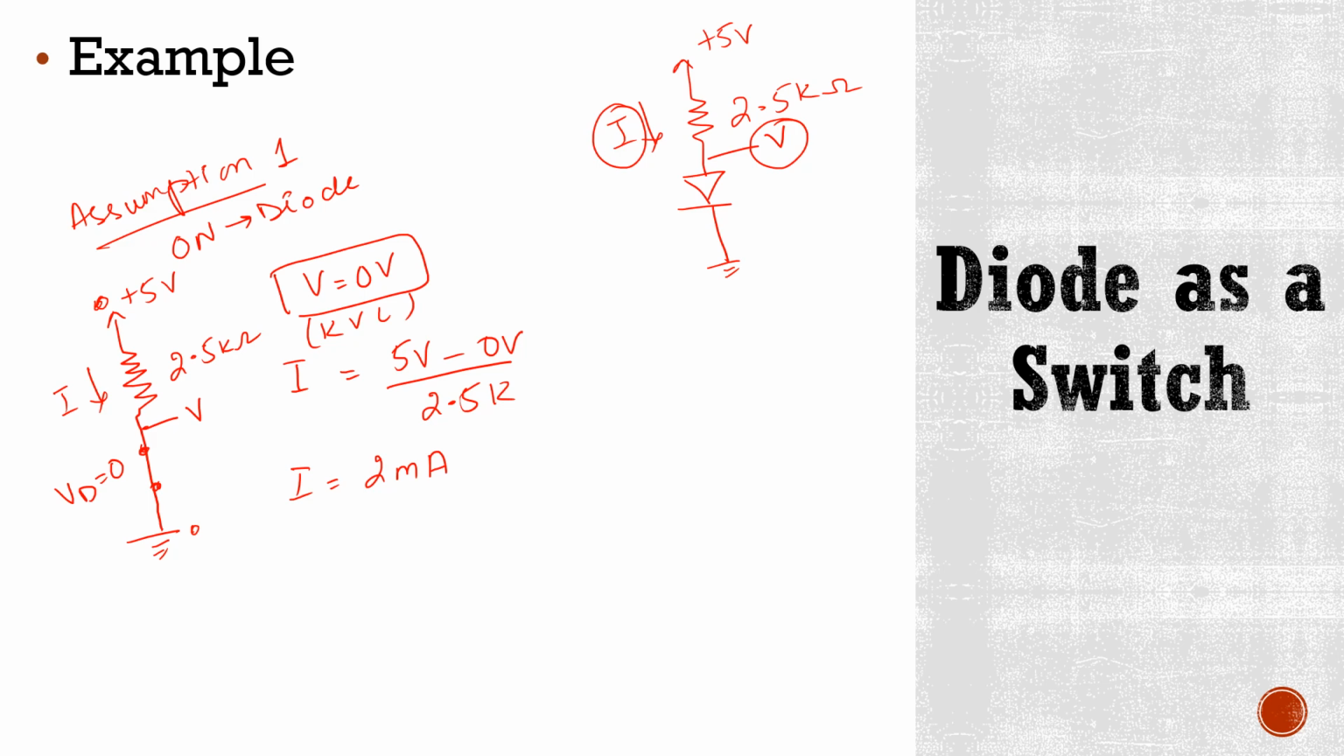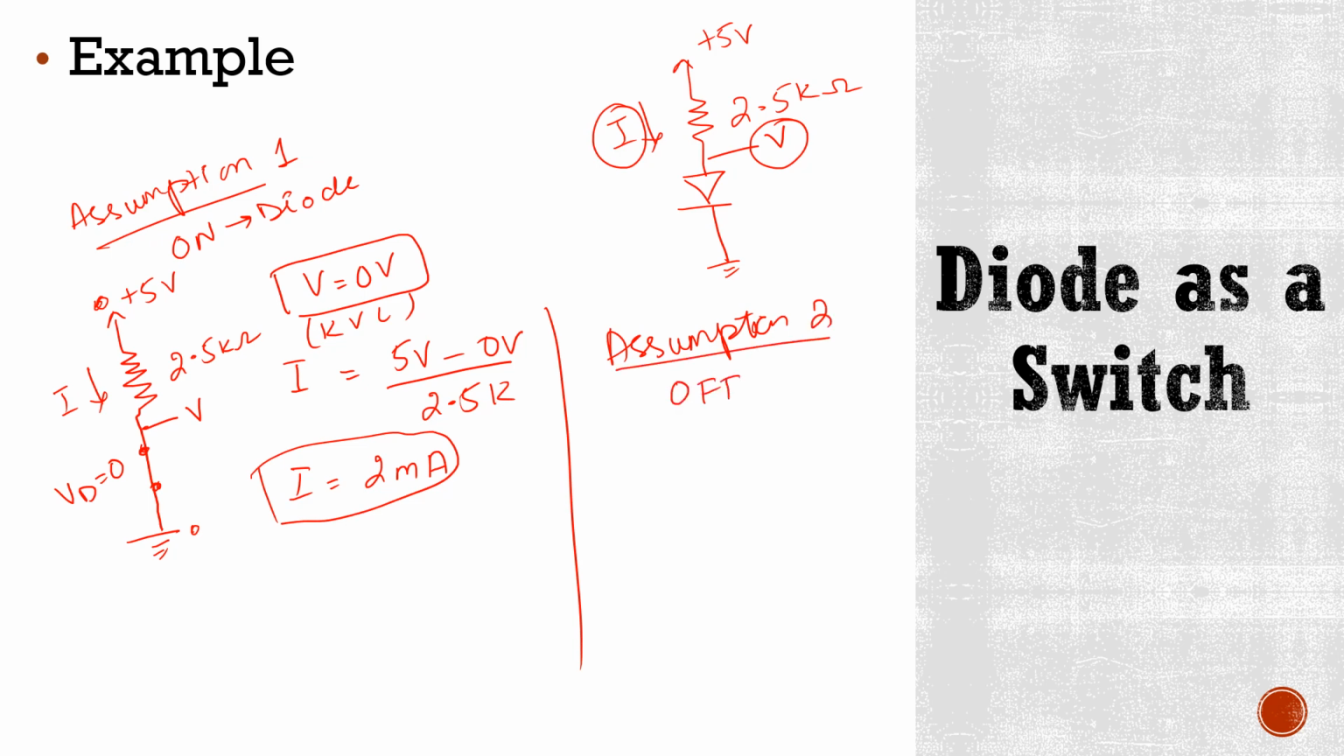Now, what is our second assumption? Assumption 2. Assume that diode is off. It means it is non-conducting or reverse biased, and for reverse biased diode, the circuit is open.